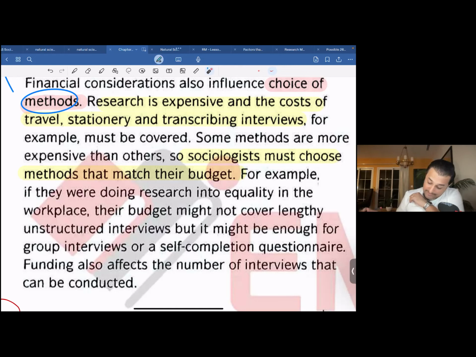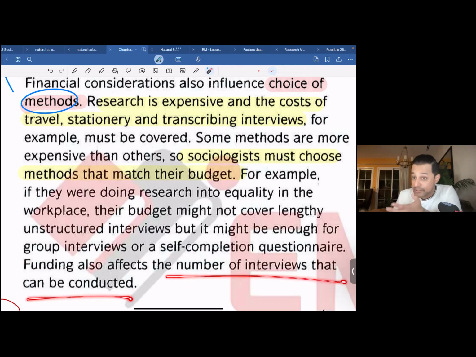Now, taking this ahead, so where were we? Might not cover lengthy unstructured interviews, but it might be enough for a group interview or a self-completion questionnaire. Self-completion questionnaires are cheaper. They're relatively cheaper. Funding also affects the number of interviews that can be conducted. The number of interviewers also matters over here too, right?